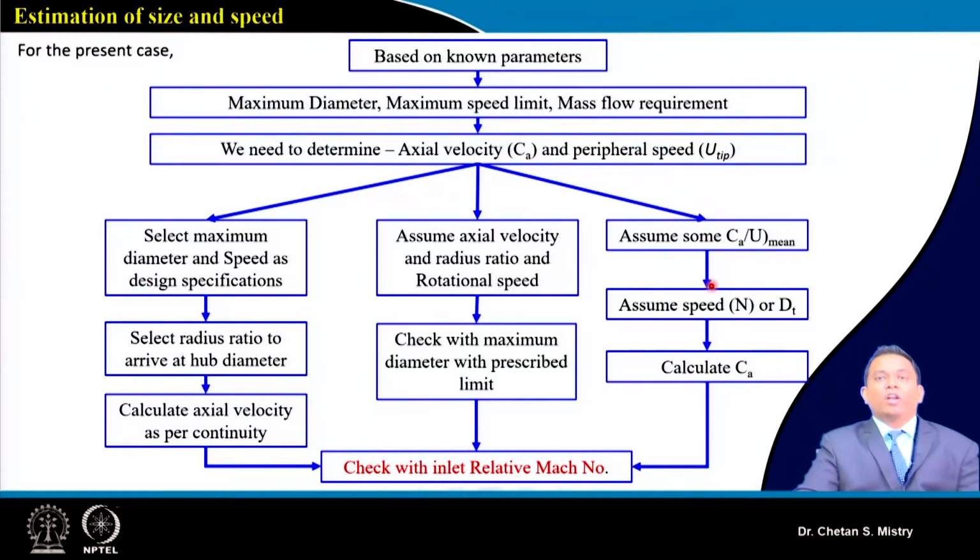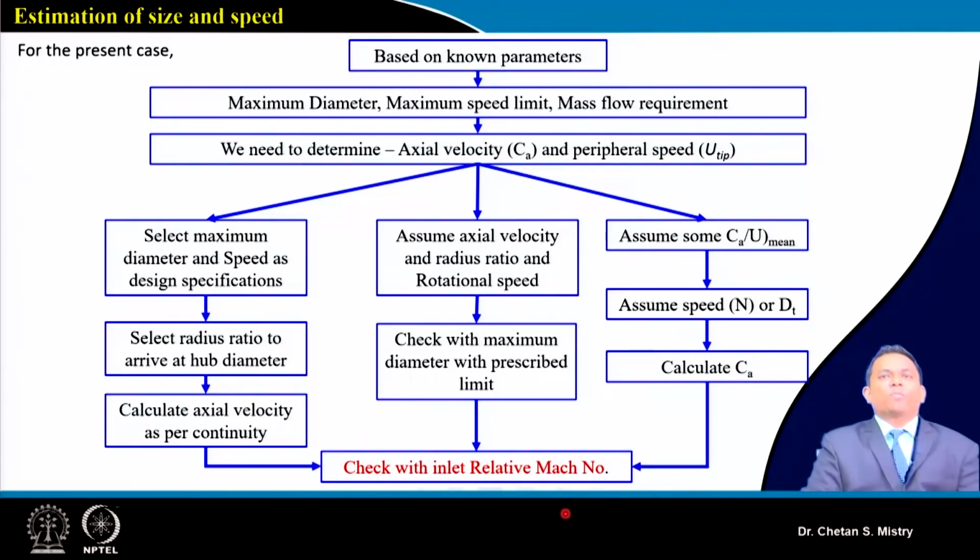Based on that, you will be selecting, or maybe assuming, the rotational speed. Based on that, they will be doing the calculation for tip diameter. They will check whether it is meeting the requirement or not. If not, then accordingly this Ca by U value, or maybe the speed, can be changed. You can calculate your axial velocity. Again you need to check your inlet relative Mach number. So this is what all we can say.